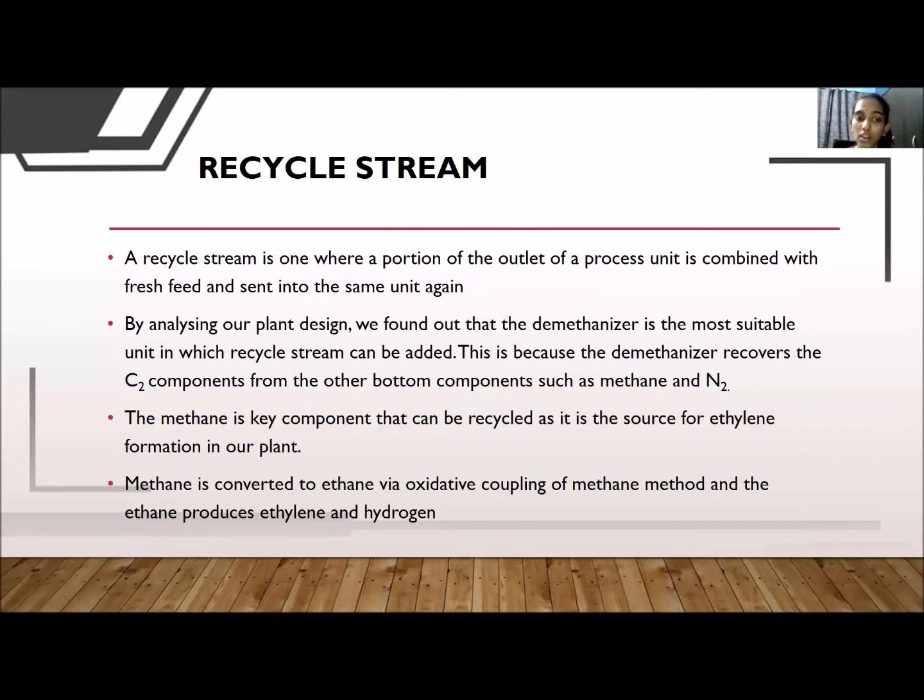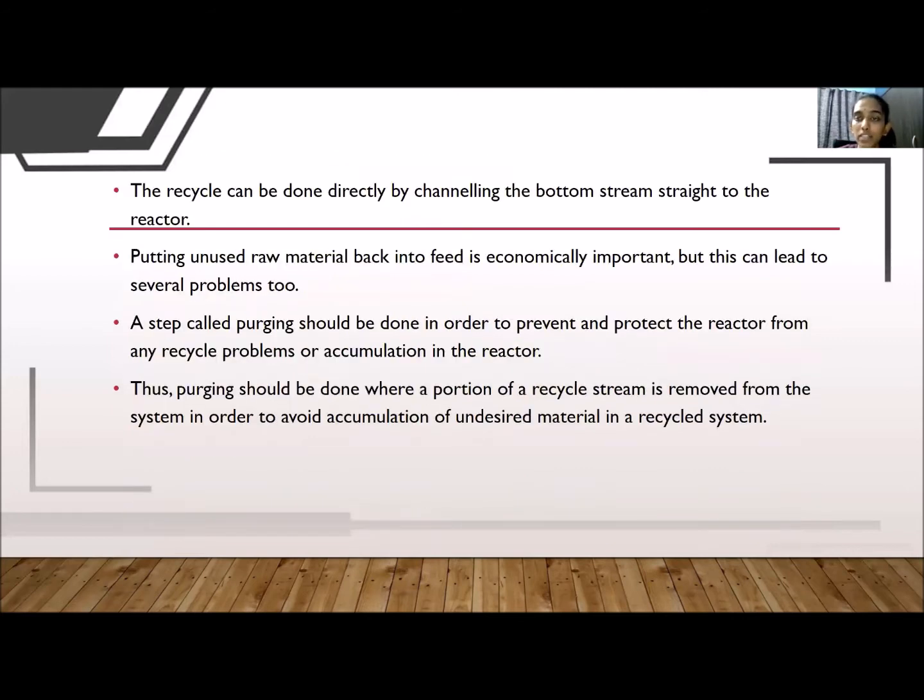It is because the demethanizer removes a lot of methane, which is the key component and can be used as the source of ethylene formation in our plant. The methane will be converted to ethane via oxidative coupling of methane, and the ethane will produce ethylene and hydrogen. So the recycle can be done directly by channeling the bottom stream to the reactor. However, several problems can arise.